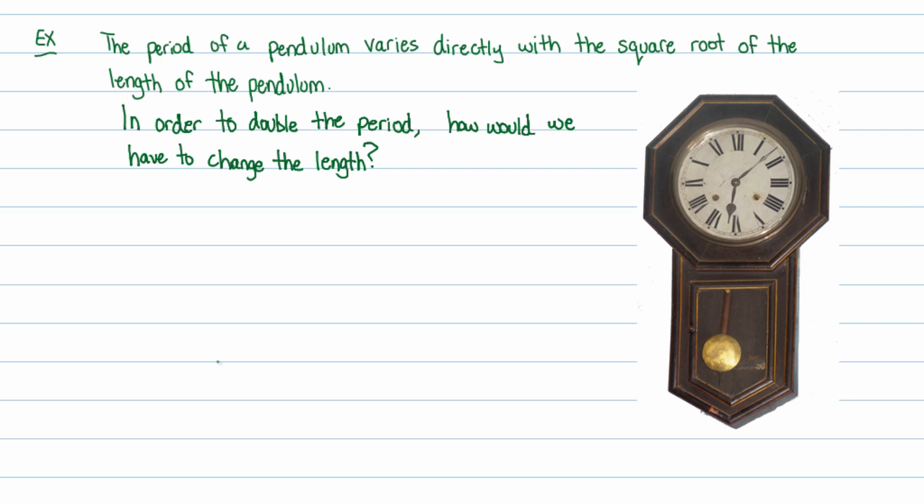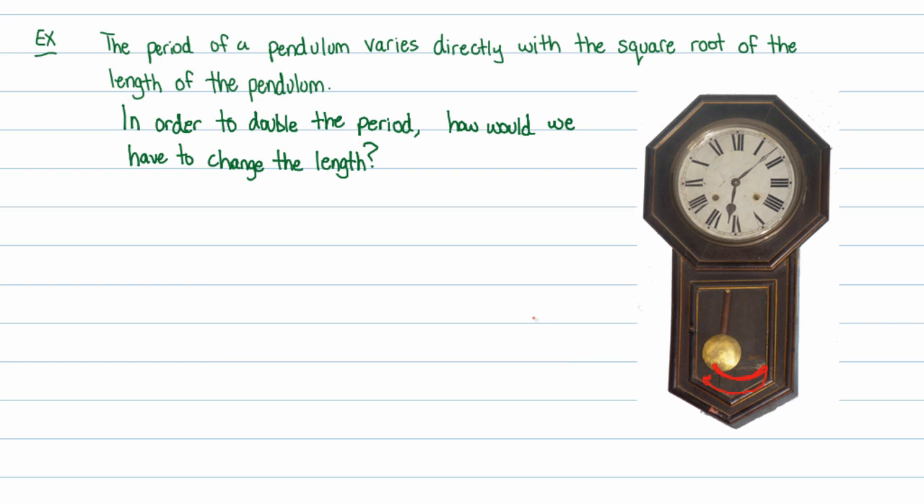Taking an example here. This is a very famous example, the pendulum. The period of a pendulum varies directly with the square root of the length of the pendulum. Now, the period of a pendulum is the amount of time it takes to go a full swing. A full swing means back and forth. So from left to right and right to left would be one period. So there and then back.